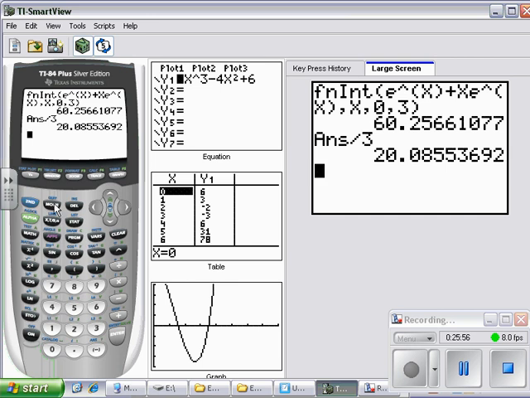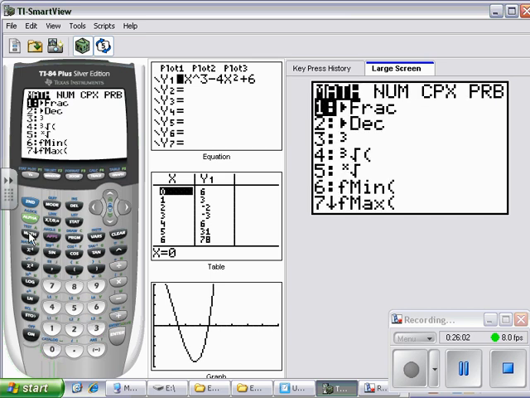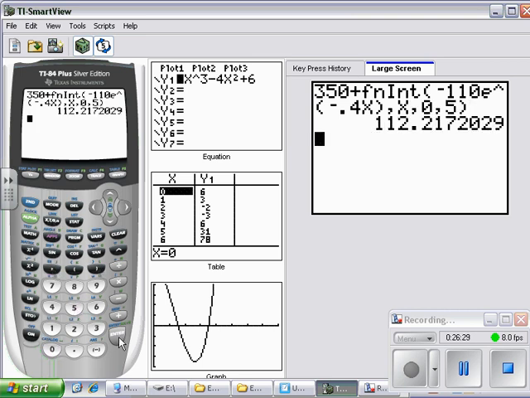Home screen. There. So I want to take 350 plus math 9, negative 110, second e to the negative 0.4 x, comma x, comma 0, comma 5. Okay, so there we go. We just put it all in the calculator after we set it up, and we got an answer of 112.21 degrees, nearest degree 112.